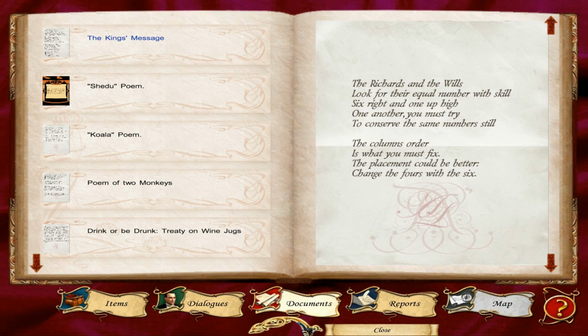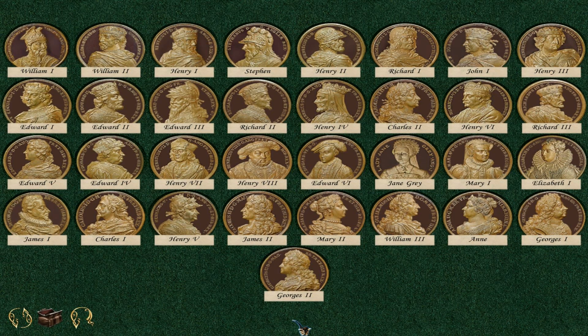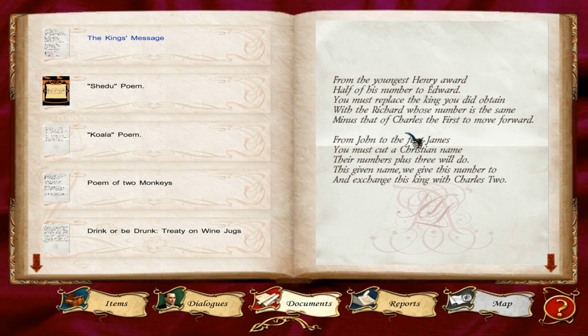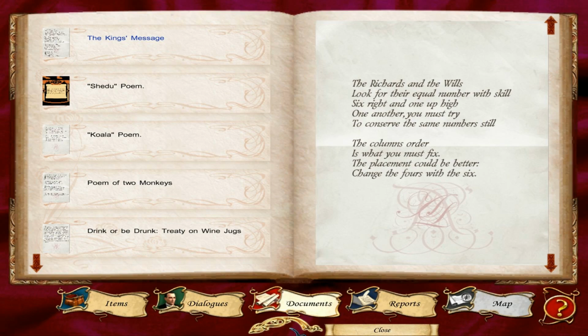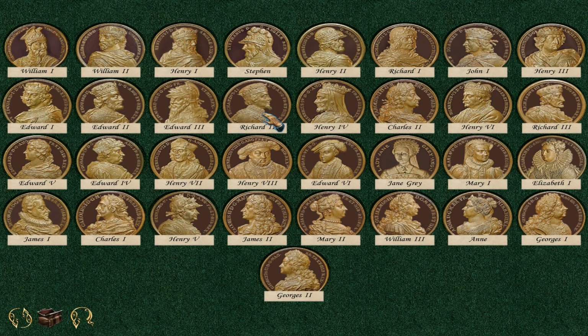The Richards and the Wills look for their equal number with skill. 6 right and 1 up high, one another you must try to conserve the same numbers still. Wait, what? 6 right and 1 up high. 1, 2, 3, 4. Okay, so the Richard III then. But there isn't a Richard. The William III is. I think there was a William III. And these are the only places where I've moved Williams. So the only one of these I've moved is Richard III. Now he was originally here. 1, 2, 3, 4, 5, 6.